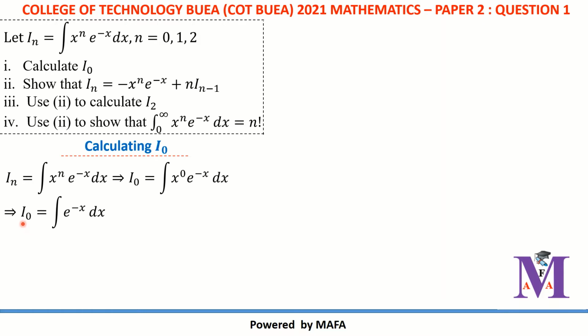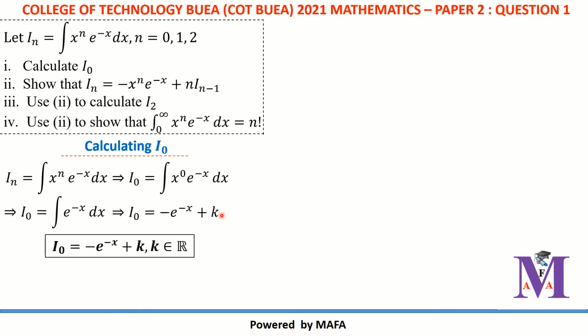So it means our I0 is the integral of e to the negative x dx, and when we integrate e to the negative x dx, we get negative e to the negative x, and since it is an indefinite integral, we need to add the constant of integration. So in conclusion, our I0 is equal to negative e to the negative x plus k, where k is a real constant. We are done with Roman 1.